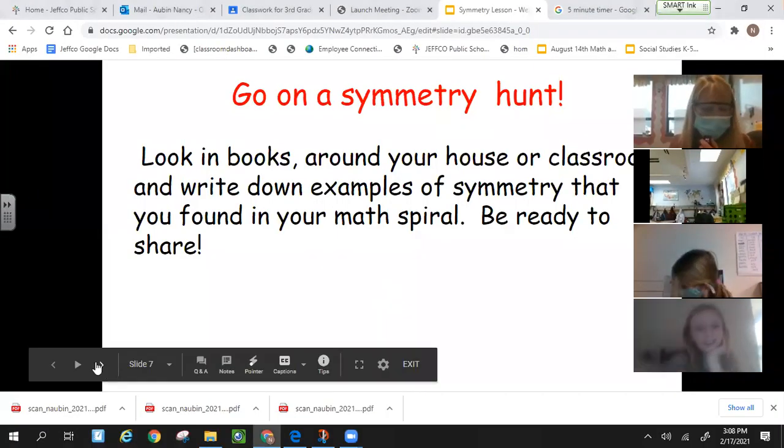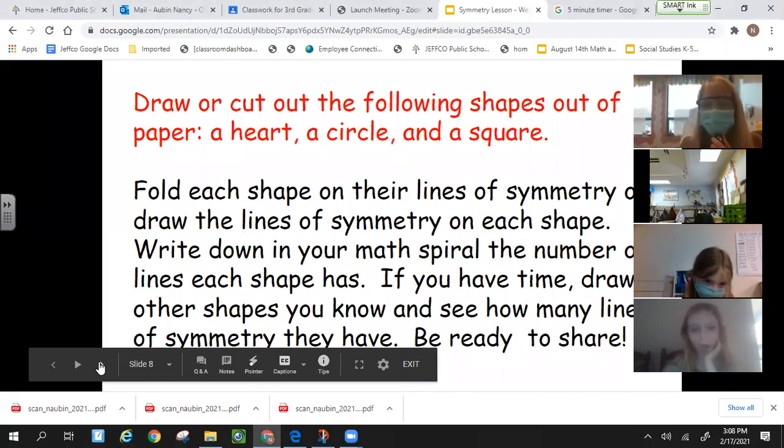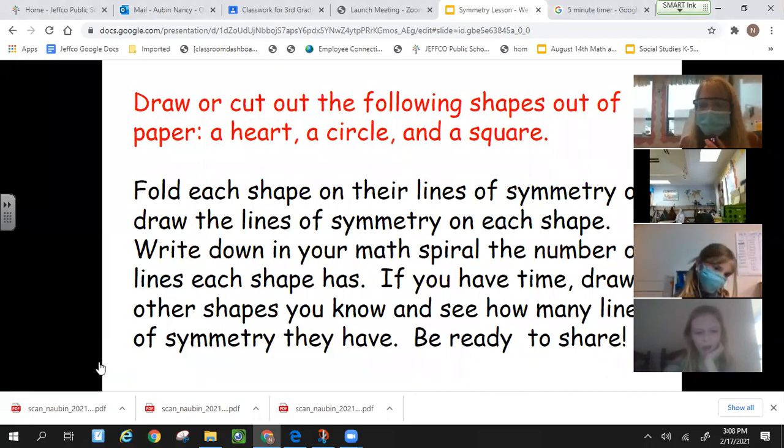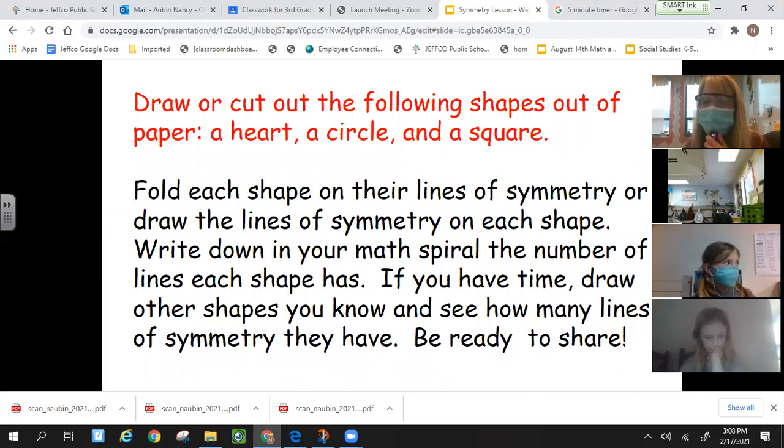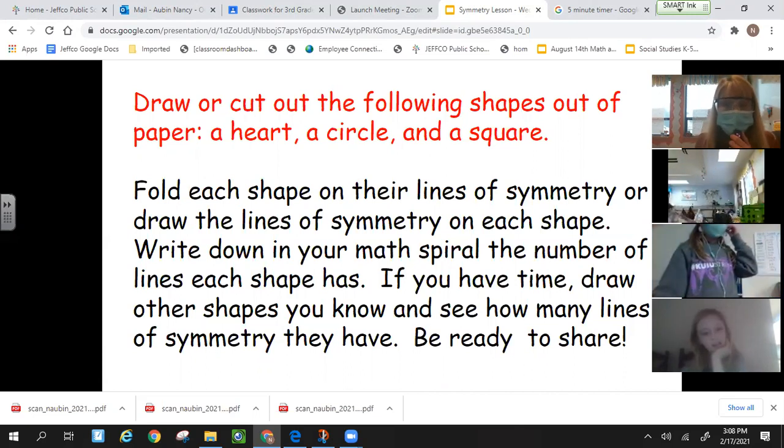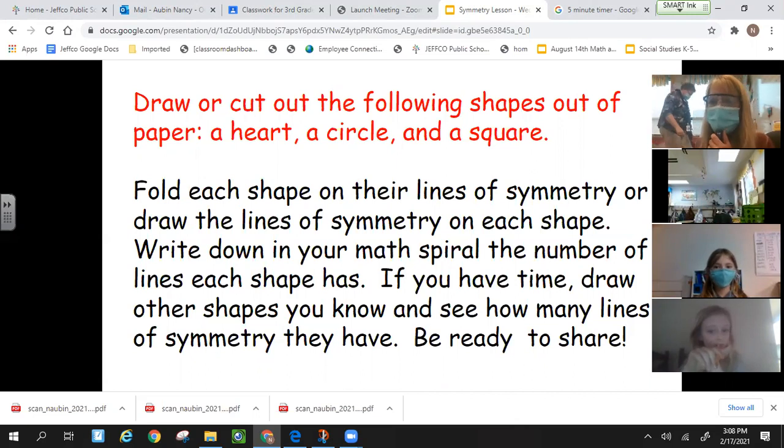And now we are going to do a little bit of drawing or cutting of these shapes. Now, if you're in person, I have them for you. If you are remote, here's what I'd like you to do. I asked you to get some paper, and your math spiral is fine. Or you can get a blank sheet of construction paper, whatever you have and is easiest. If you don't want to cut out these shapes, you'll have to draw them, okay? If you're in person, you're going to get a heart, a circle, and a square. If you are remote, you can cut those out. My kids already have them, so just yours.